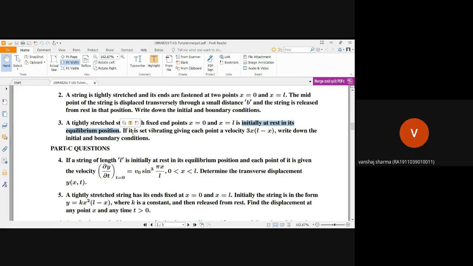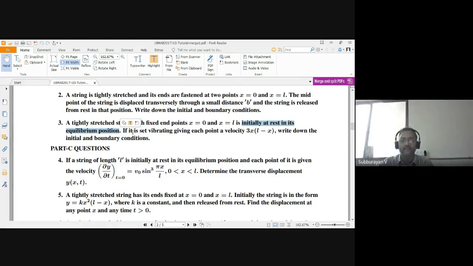Yes, sir. Okay, see, therefore the third condition is what? Third condition is y of x comma 0 equal to 0, because it is initially this. For, say, guys, this is a non-zero velocity problem. Okay, because the velocity is non-zero, so therefore we call this a non-zero velocity problem.